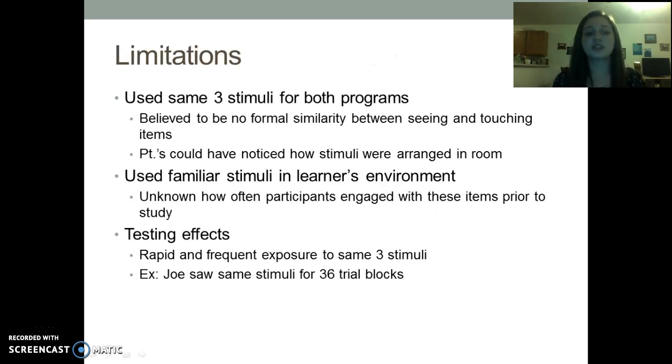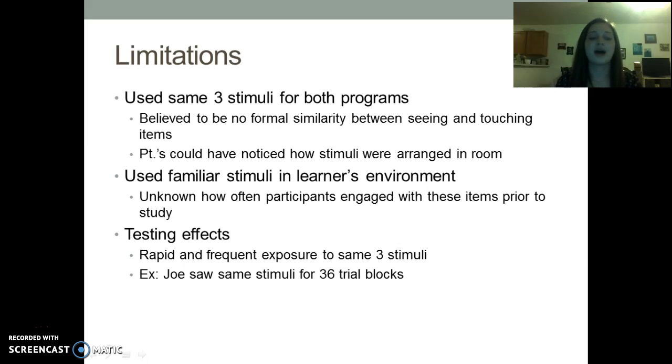So some limitations to my study: we utilized the same 3 stimuli for both programs. While it's believed to be no formal similarity between seeing and touching different items, we're kind of unsure how much the participants could have noticed with the stimuli and how they were arranged in the room. Another limitation is that we used familiar stimuli to the learner's environment, so we literally picked up items from that learner's environment, from their therapy rooms or classroom, and we brought them to the study with us. So we don't know how much they actually engaged with those items prior to the study.